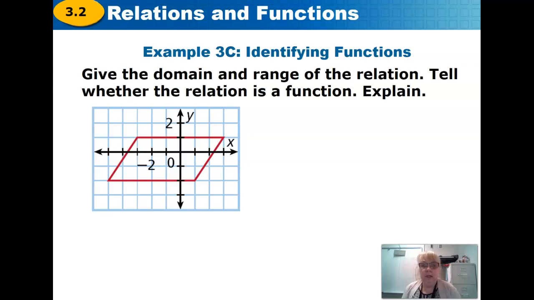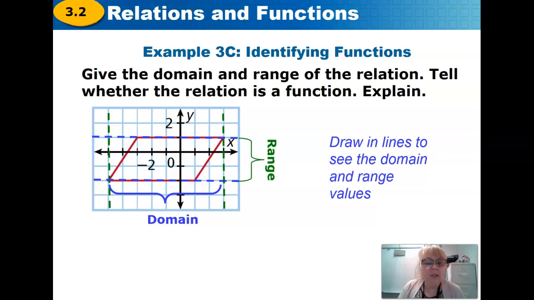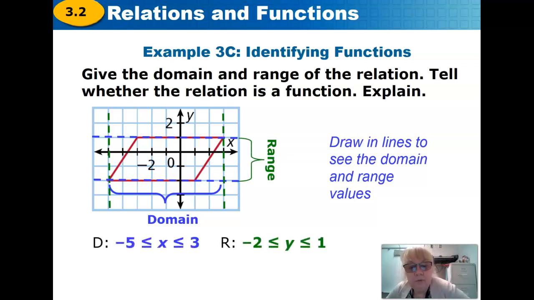So we're going to look again at domain and range. And in order to get the domain, I have to go to the farthest point on x, which is going to be here, and then the farthest point on x to the right is going to be here. So it's actually going to go, this is by ones, so this is -3, -4, -5, and then it goes 1, 2, 3. So from -5 to 3 is our domain. And then the other direction for the y, for the range, and that would be -2 to 1.